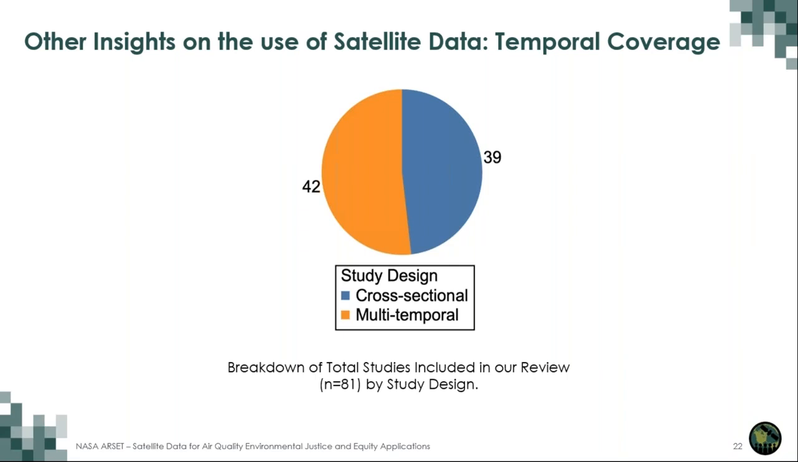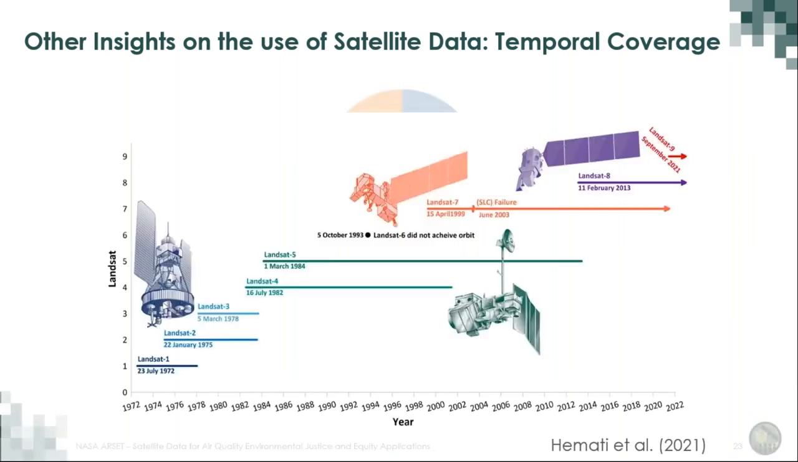Another insight on the use of satellite data pertains to the study design of the reviewed articles. We found that there was a nearly equal proportion of studies that were cross-sectional, meaning they were performed at a single point in time, as there were multi-temporal, referring to time series analysis studies. This shows that in general, the temporal archive of satellite data could be further leveraged. This figure illustrates how, for example, NASA's Landsat satellites provide approximately 50 years of historical data. Multi-temporal analysis in environmental justice is important to consider as it can support characterization of cumulative impacts, which refers to the multiple environmental and social stressors communities face over time that can increase vulnerability.